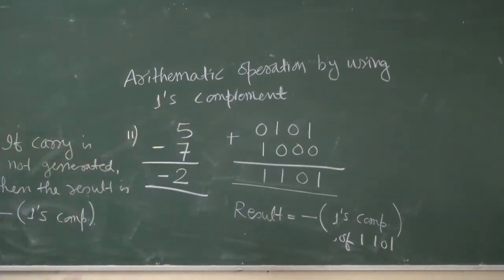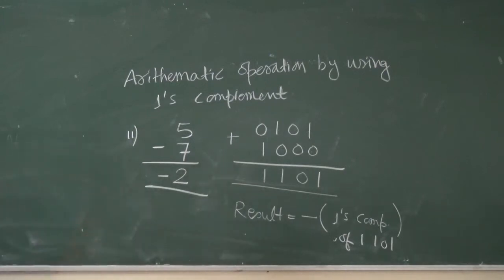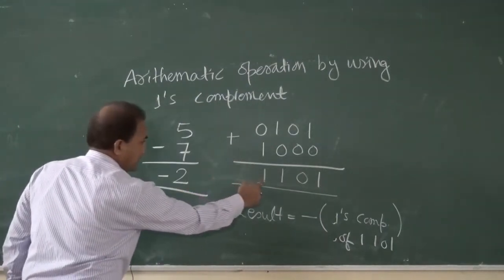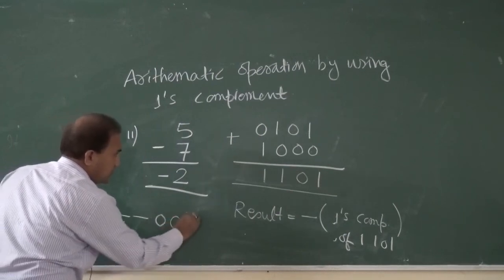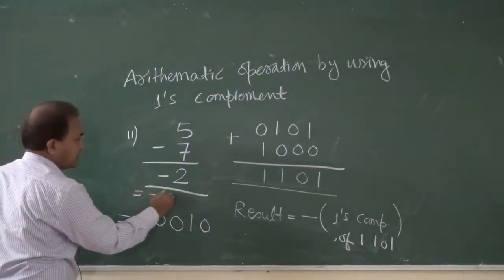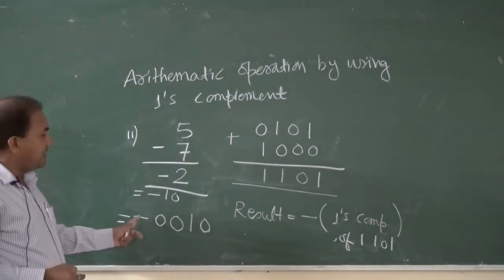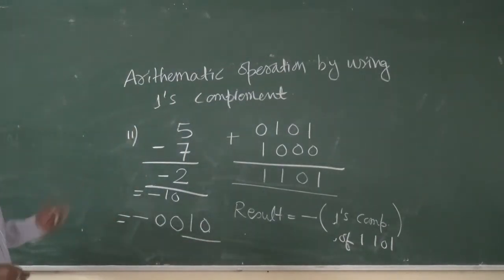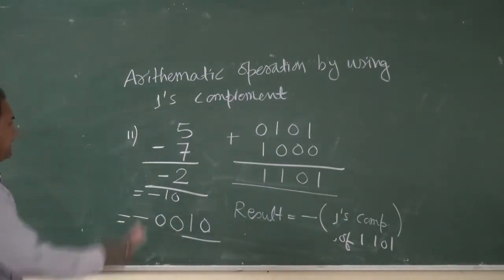So it is equal to minus, one's complement of 1, 1, 0, 1 is 0, 0, 1, 0. So you can match it. It is minus 1, 0, and by using 1's complement also you are getting minus 1, 0. So both are matching. So in this way you can perform arithmetic operation by using 1's complement.